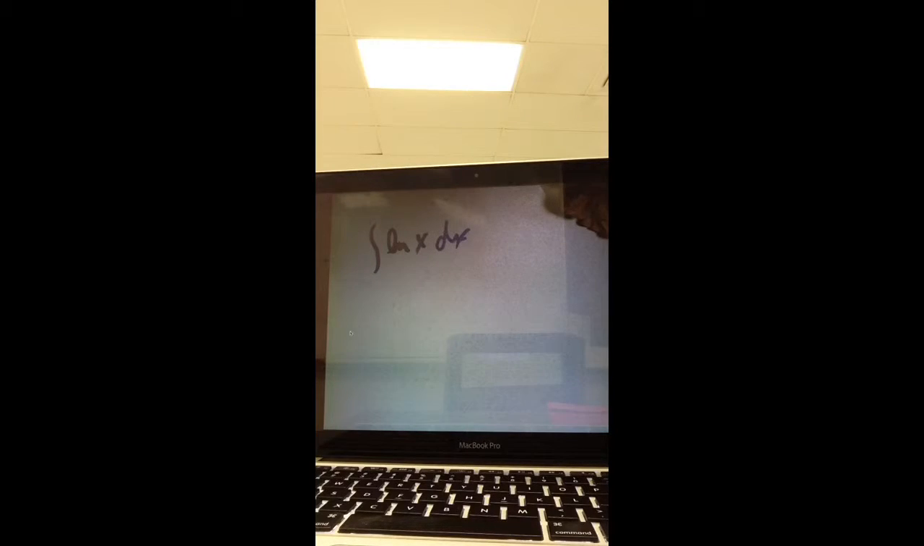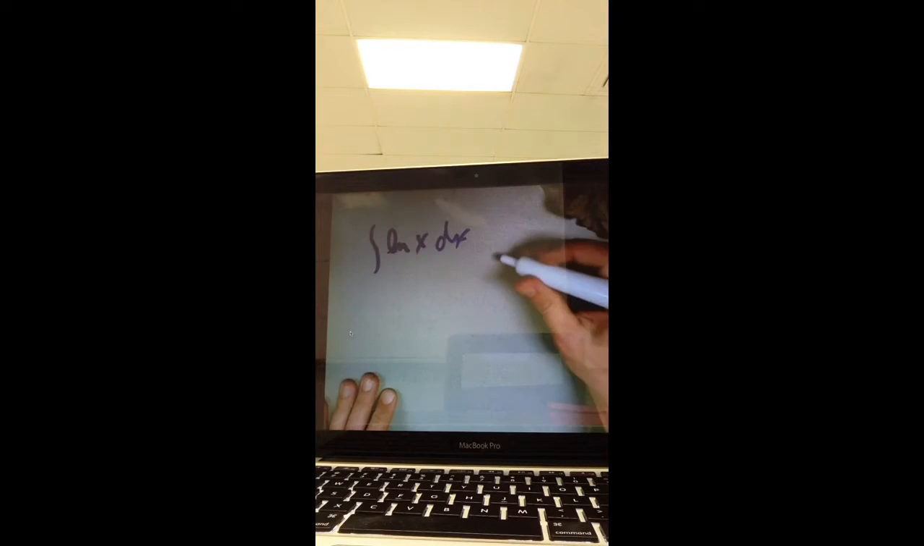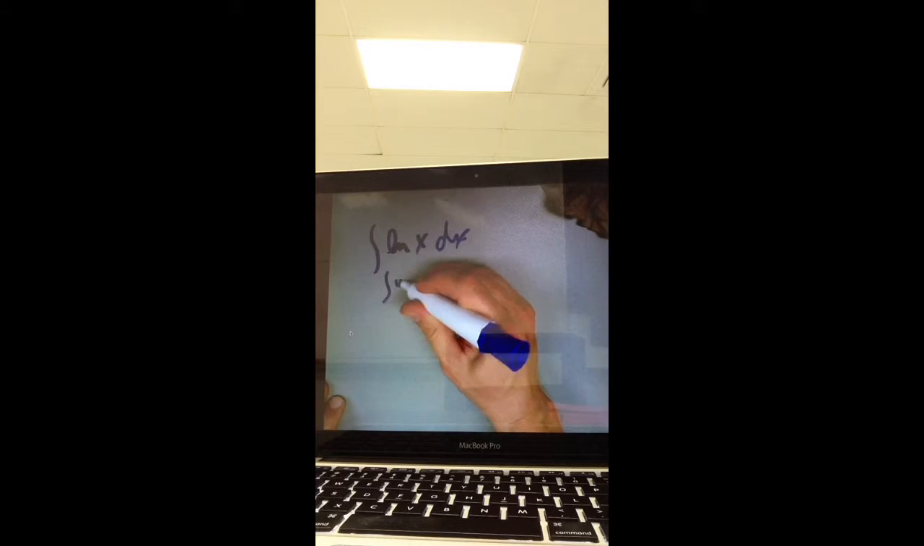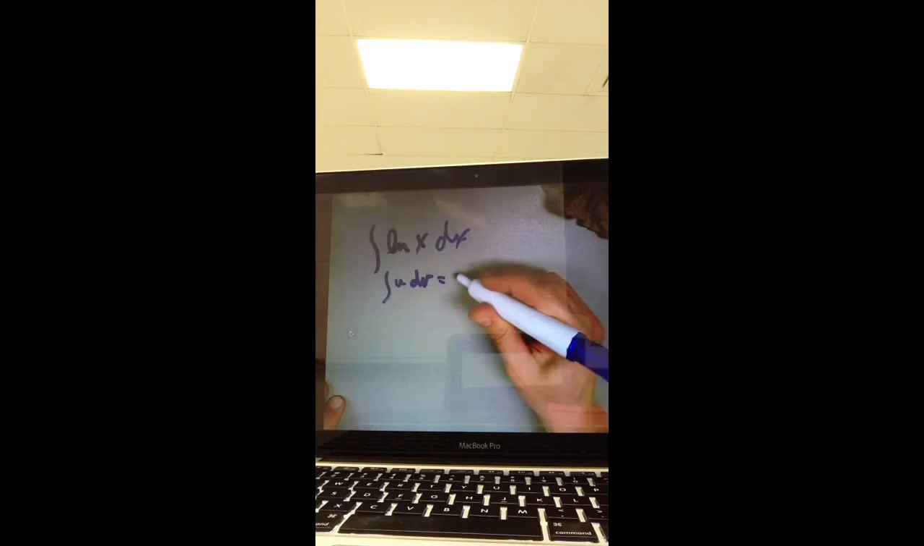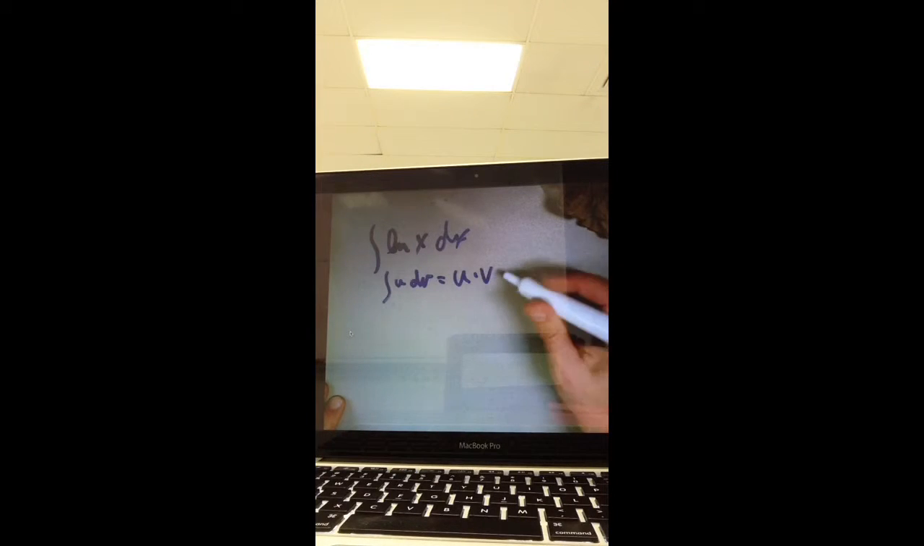this? This is integration by parts. Alright. We've got the integral of the natural log of x dx. Now, we don't know the antiderivative of that. But what we can do with this is we can pull out this information which says that we know that the integral of u dv is equal to u times v minus the integral of v du.